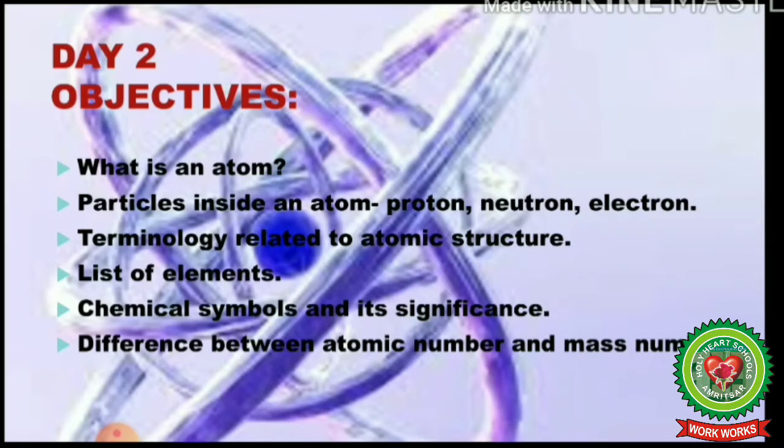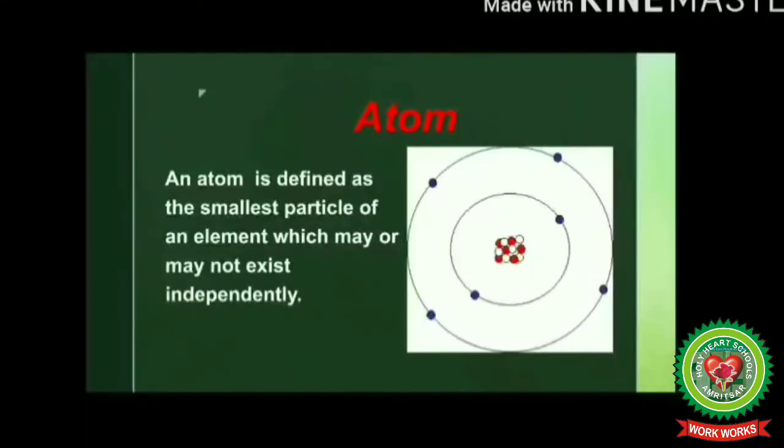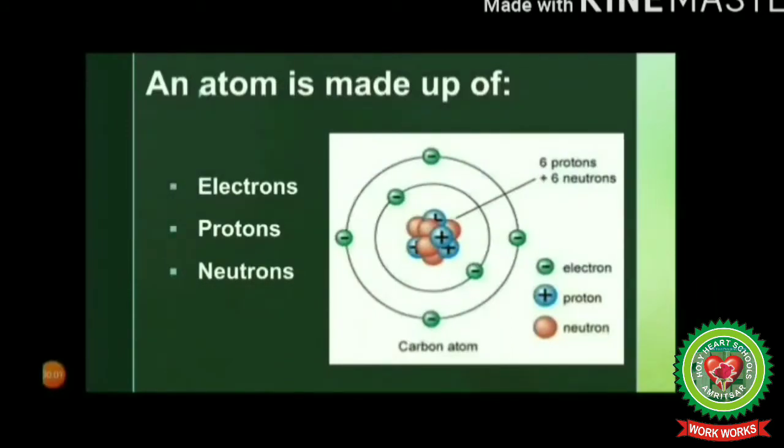Firstly, we will study what is an atom. Let's open page 46 of your book. What is an atom? Students, matter is made up of tiny invisible particles known as atoms. An atom is made up of electrons, protons and neutrons. Now students, let's discuss some important terms related to atomic structure before proceeding further.